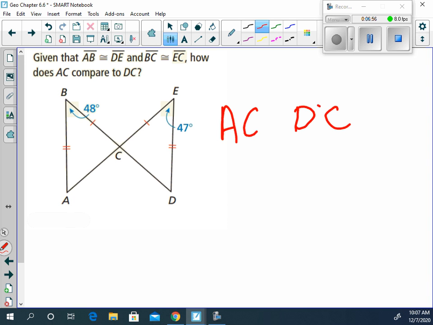Okay, so again, we're seeing which angle is bigger, because there are 47 and 48. All right, guys, so when we look at this here, the 48-degree angle is the bigger angle, yes? And the side opposite it would be AC, so the bigger side is AC. So AC is greater than DC. And that's it. Questions on this here? You good with this here?